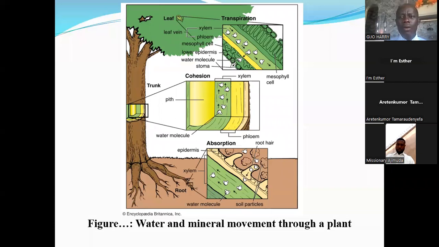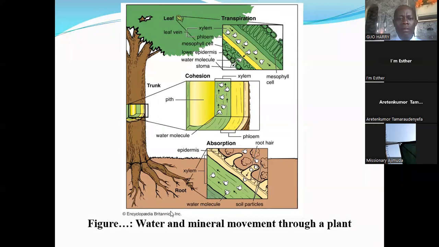Then the adhesive nature of water to the walls of the xylem tissues also facilitates the movement of water through the roots to the stem, and up to the leaves. Then the manufactured food particles are translocated downwards through the phloem vessels.